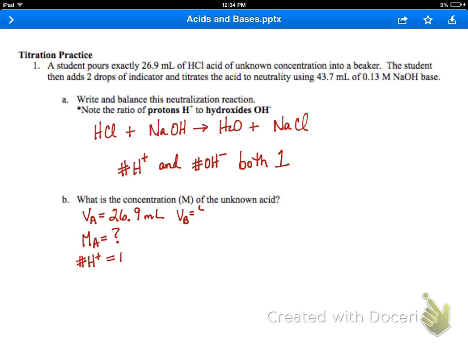It is really useful to make a list like we did when we did gases. So as you read the problem, make a list of the information that you know in the problem. We know the volume of acid. We're looking for its molarity. We know the number of protons. We have the volume of the base. We have its molarity, and we know the number of hydroxides. So we have everything that we need to solve for Ma, or the molarity of the acid.